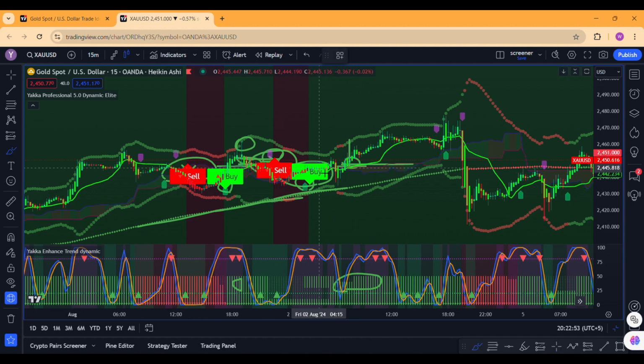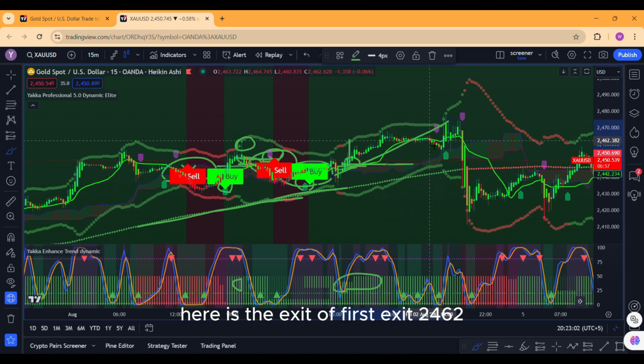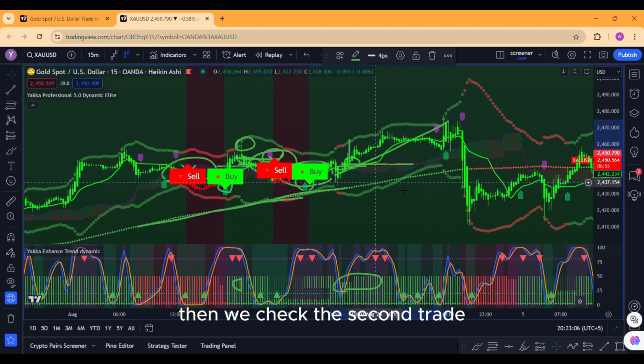We check that the trade goes upside from 3824 to here, the first exit, 6224. Then we check the second trade.